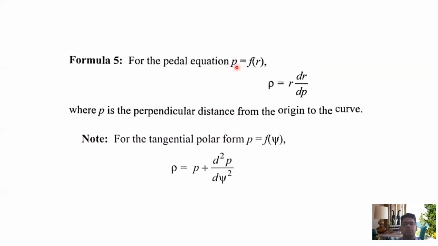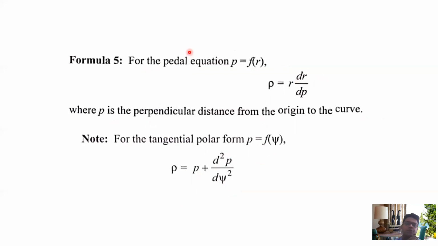For the pedal equation, p is equal to f(r), rho is equal to r dr/dp, where p is the perpendicular distance from the origin to the curve. For the tangential polar form, p is equal to f(psi), then rho is equal to p plus d²p/dpsi².